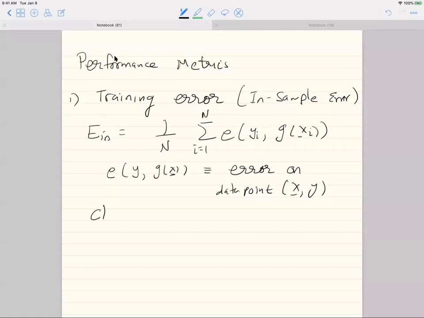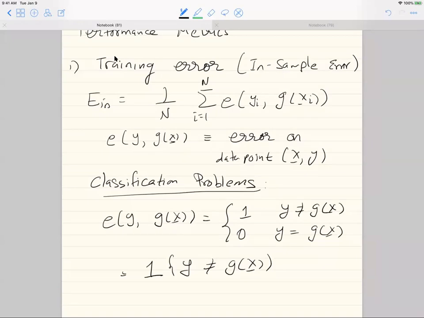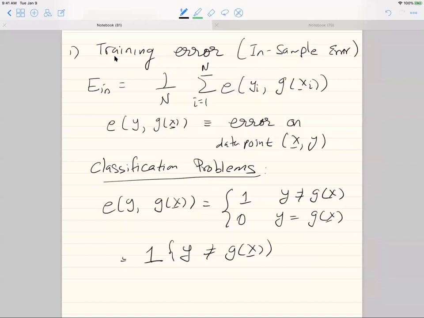We will mainly consider classification problems. In these problems, e of y and g of x is 1 if y is not equal to g of x. So we make an error if our estimate is not equal to the true label, and it is 0 if y equals g of x. In other words, this is the indicator function that y is not equal to g of x. In classification problems, y is usually some sort of discrete valued label. In binary classification, y can only take two values like 0 or 1. In multi-class classification, it takes one of finitely many values. G tries to predict the label of x, and if it agrees with the true label, then there is no error. If it does not, then there is an error. That's why e is a 0-1 function.